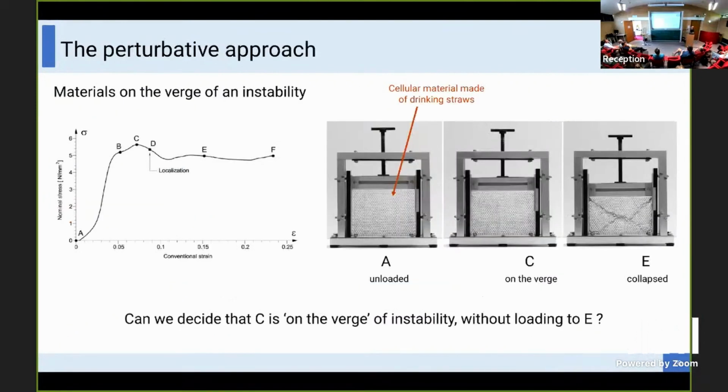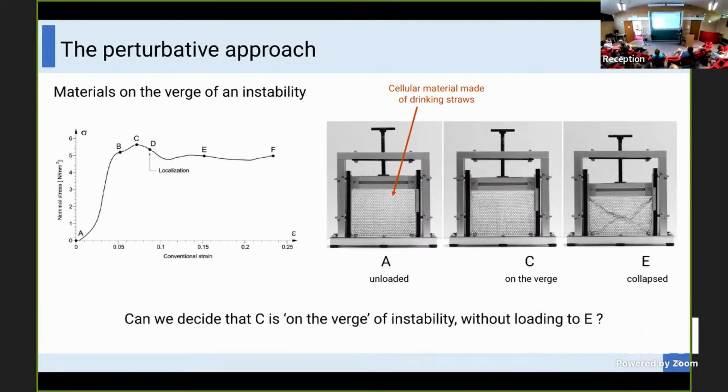So I now will illustrate the perturbative approach to material instabilities, which is one of the most effective methods to analyze these instabilities in a solid. And I will illustrate this method with a simple example. This is a mechanical test done on a cellular material, which is loaded in uniaxial strain conditions. And you see here the stress strain curve. So the threshold of instability is the point of maximum of the curve, so it is point C.